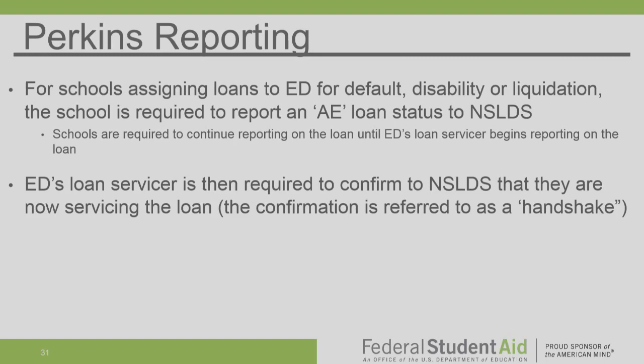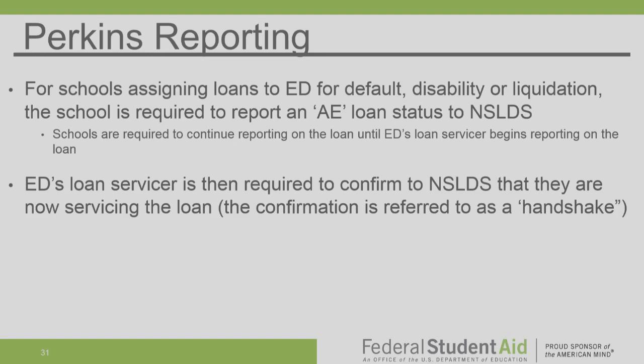When a school is either liquidating or assigning a Perkins loan to the department for collections work, the school reports that Perkins loan in an AE loan status. Schools are required to continue to report on that loan until the department servicer, whether that's ECSI, the Perkins servicer, or the default management collection system, or I should also mention TPD, until one of those three organizations begins to report on the loan, you are still responsible for continuing to update that loan.